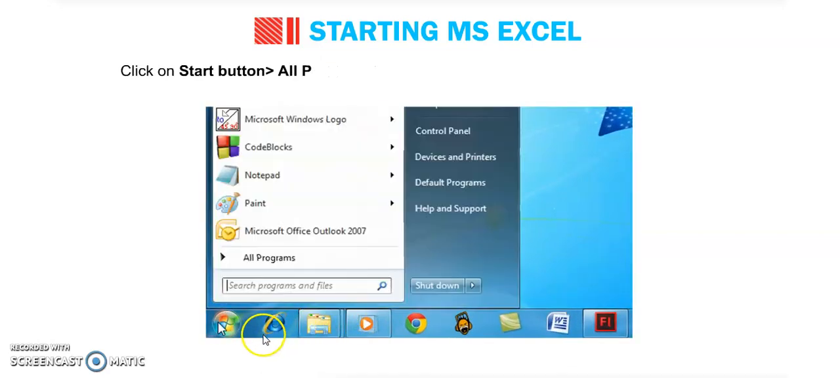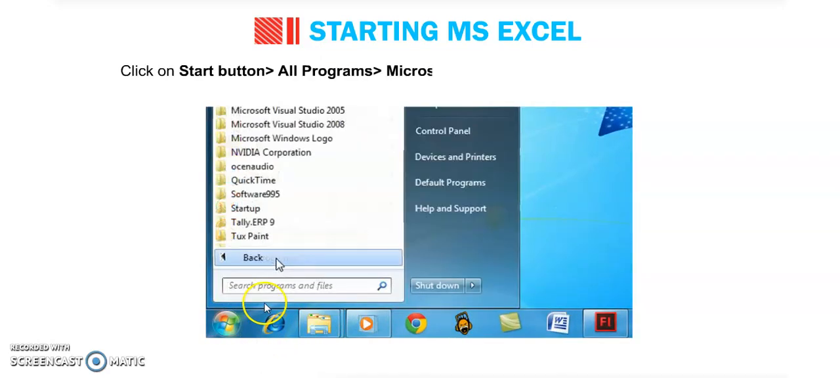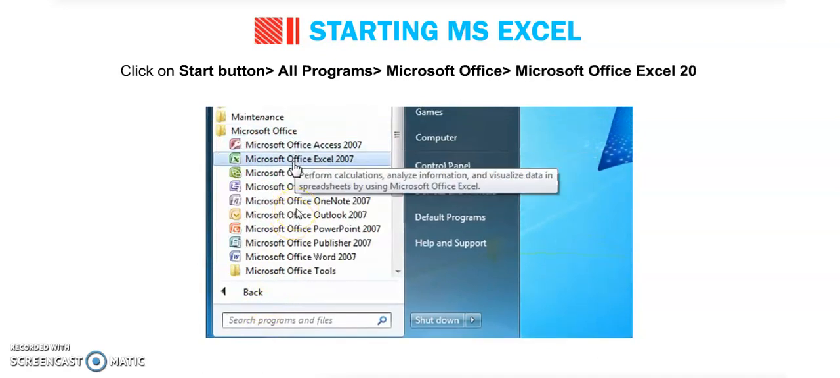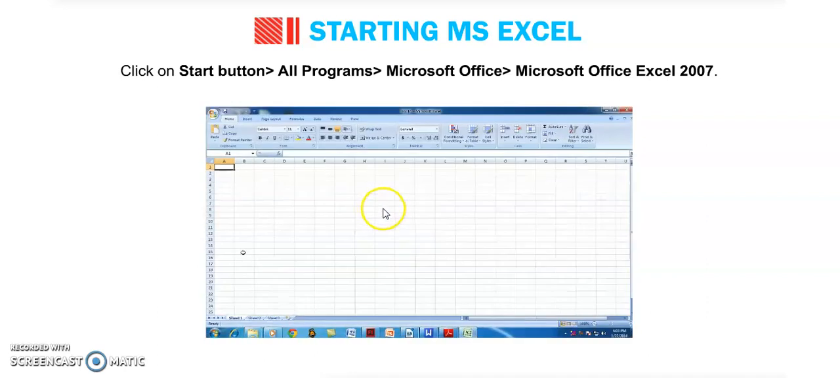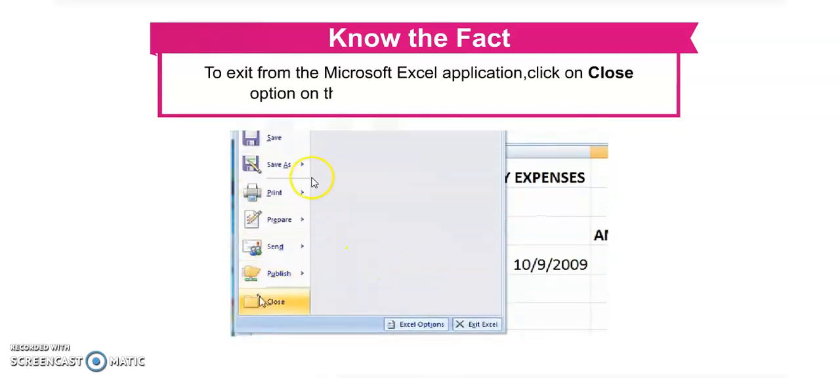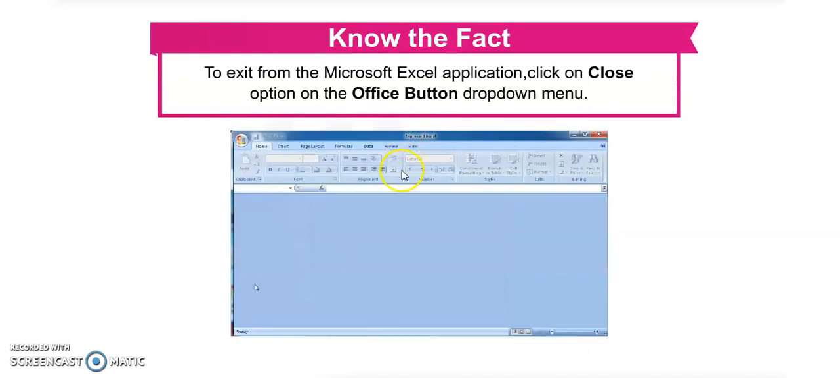So how can we start MS Excel? First you have to click on the start button, then All Programs, Microsoft Office. After that Microsoft Office Excel 2007. Either we can make the shortcut also. Now to exit from the Excel application, click on the Close option in the Office button drop down menu.